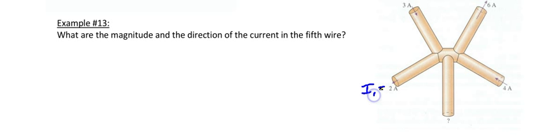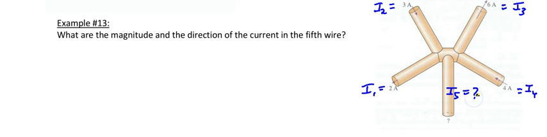I'm going to call this I1, the 2 amp. We'll call this I2, which is 3 amps. We'll call that I3, the 6 amps. We'll call this I4. And then this current unknown is I5. And we know that this is really an application of Kirchhoff's first rule, which is the currents that flow into a junction are equal to the currents that flow out of the junction.